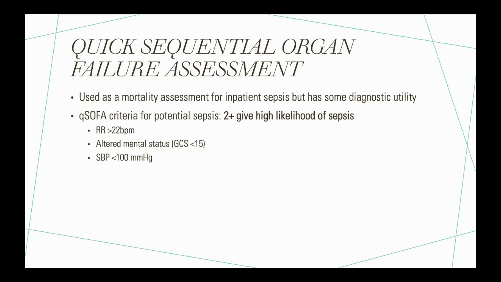So a couple screening tools that I want to mention here. We can use pre-hospital the qSOFA, quick sequential organ failure assessment. This is used as a mortality assessment as an inpatient, but there is some diagnostic capability in the pre-hospital setting. Respiratory rate over 22, altered mental status, and systolic blood pressure. Those are 3 easy ones that we're able to see just getting a basic physical and vital signs. So 2 or more give a higher likelihood of sepsis.